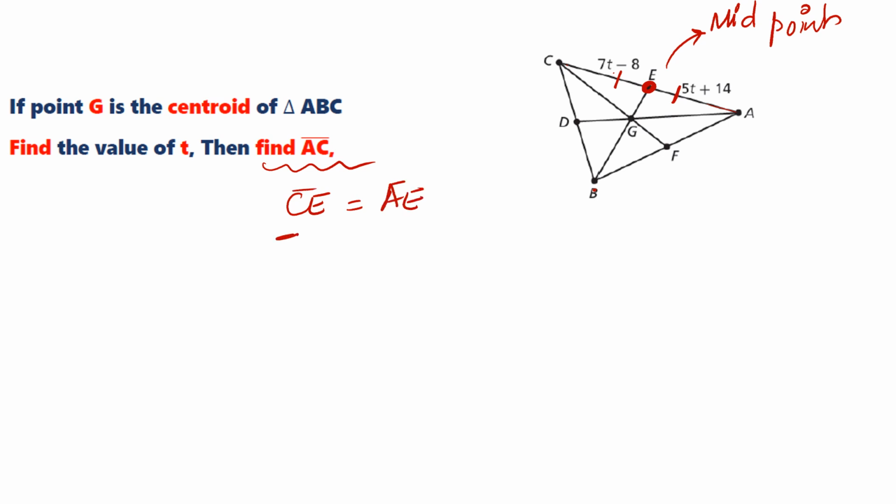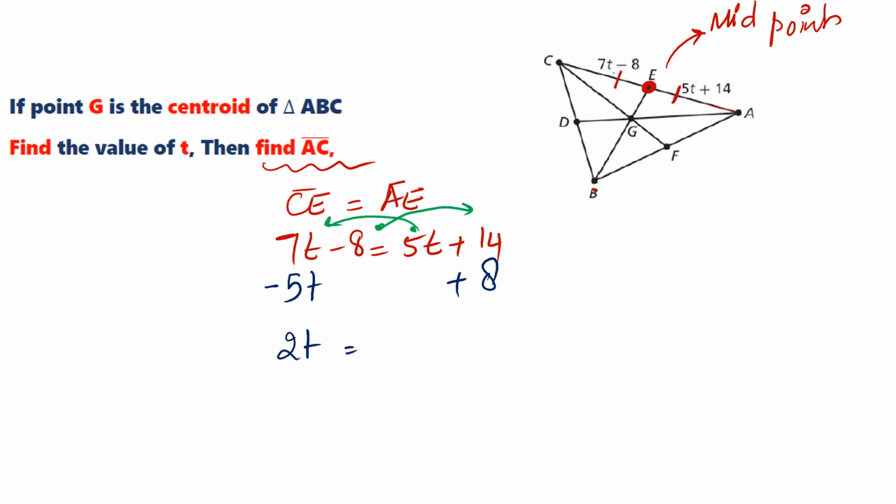And what is CE? It is 7t minus 8. And what is AE? It is 5t plus 40. Now solve for t. What you will do, bring all the t on the left hand side and all the numbers on the right hand side. Plus 5t goes on the other side, it gives you minus 5t. Minus 8 goes on the other side, you will get positive 8. So 7 minus 5, you will get 2t. 14 plus 8, it will give you 22. Divide both sides by the 2, you will get 11.